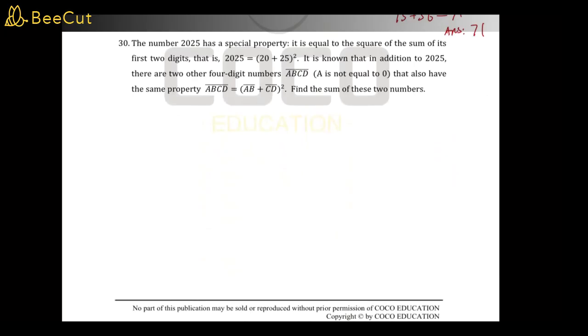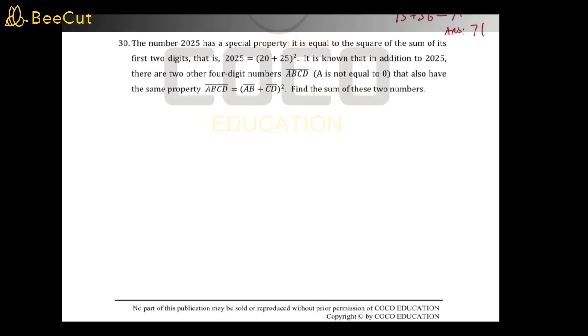Now let's move on to question 30. So they want to find the 4-digit numbers. If you separate it into the first 2 digits and the last 2 digits, like the number 2025, and then add them together, 20 plus 25 is 45, and you square it. 45 squared is the original number, 2025. They are looking for the other two numbers that have this property.